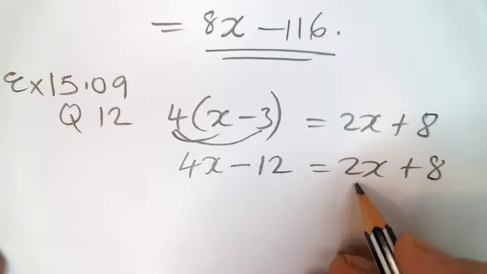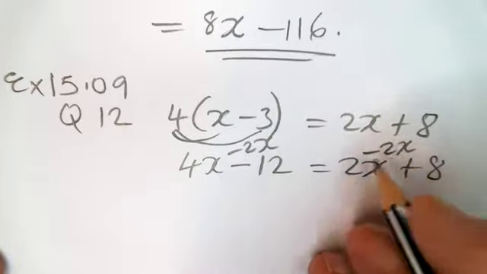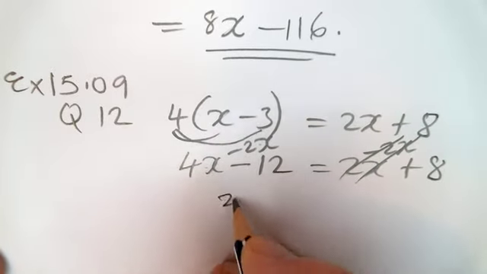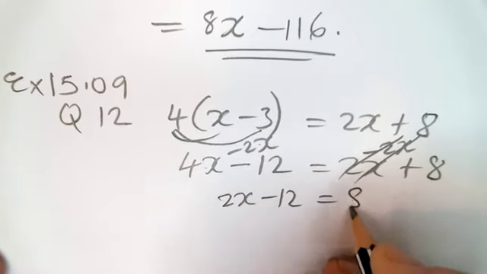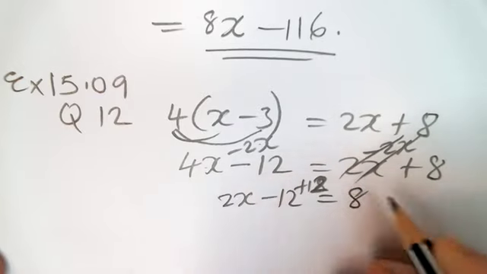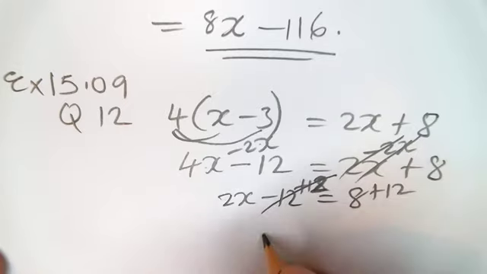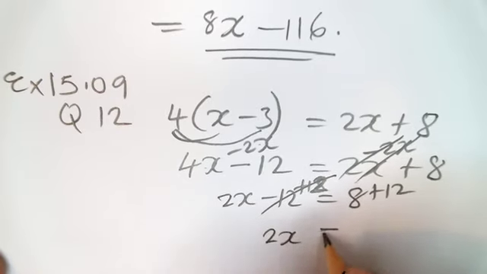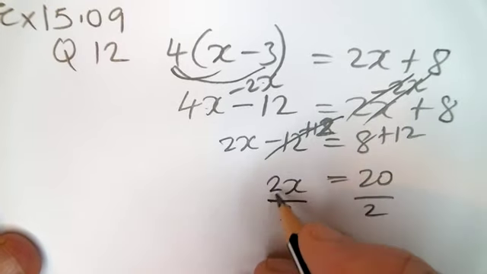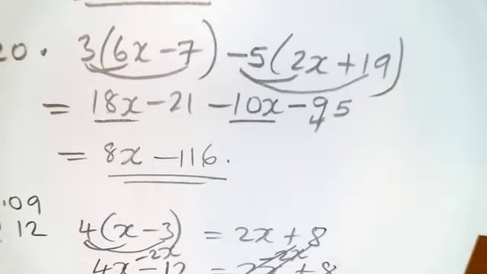So I want the 2x on the other side, so I'm going to subtract 2x from this side and subtract 2x from this side. Of course, 2x minus 2x is 0, and 4x minus 2x is 2x. So 2x minus 12 is equal to 8. So I'm going to add 12 to both sides. Well, minus 12 plus 12 is 0, and I got 2x is equal to 8 plus 12, which is 20. Dividing both sides by 2, x is going to equal 10. And there's my answer.